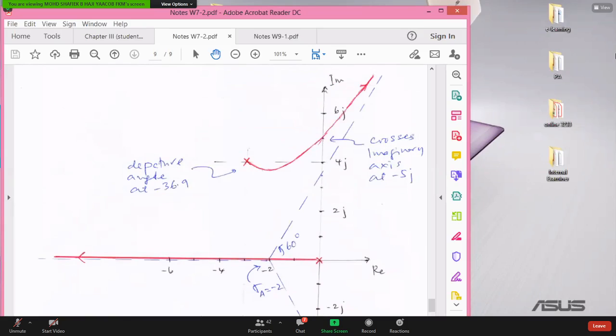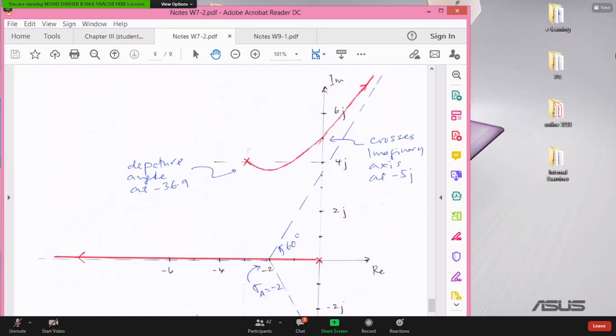After all that, what do we get out of this? We took so much trouble to learn how to draw this root locus diagram. What actually do we get out of it? Okay, so this is the next topic of discussion.